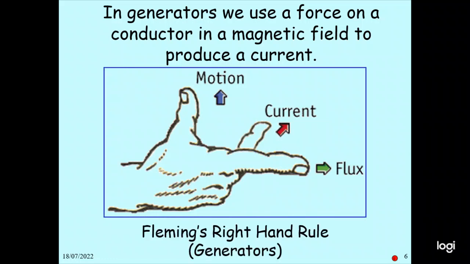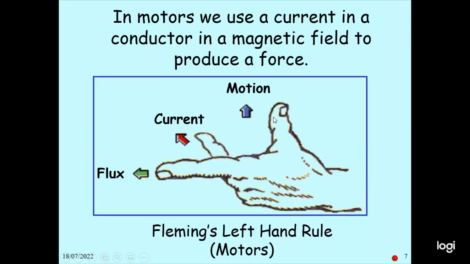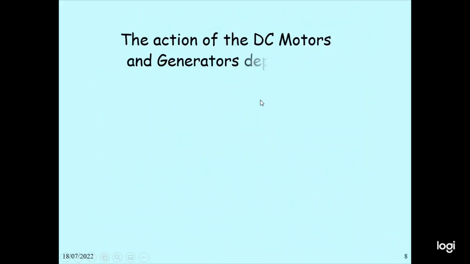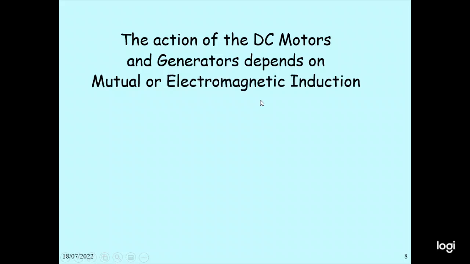For the generator, we use the right-hand rule, relating flux, motion, and the current. And for the motor, you use the left-hand rule. The action of the DC motor and generator depends on mutual electromagnetic induction.